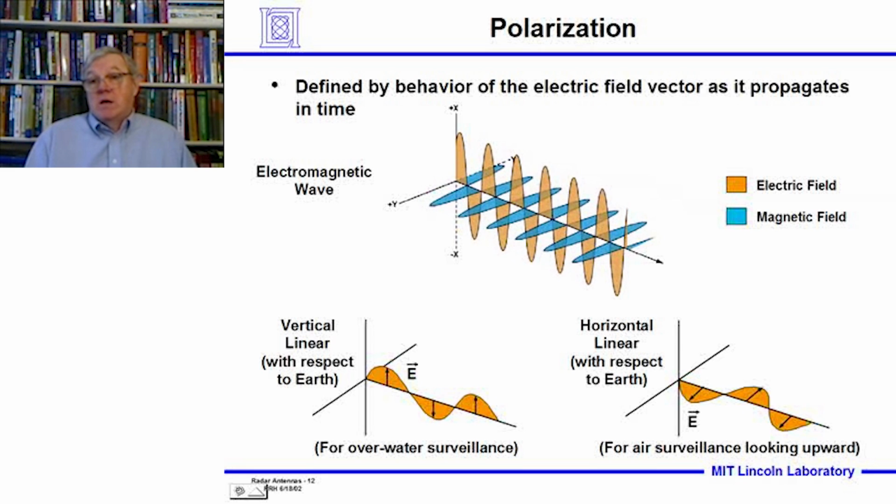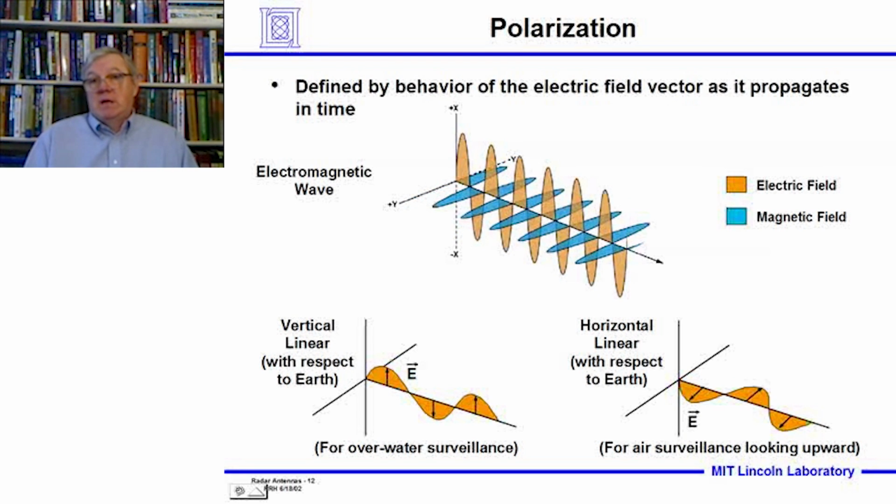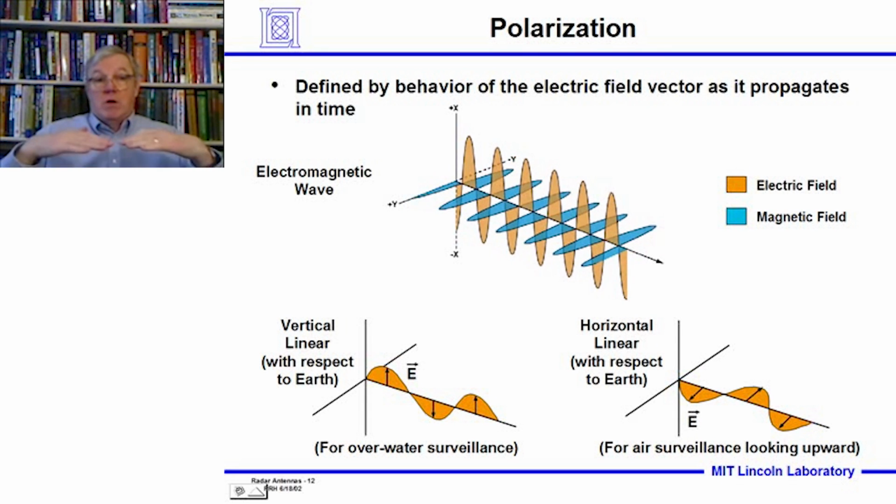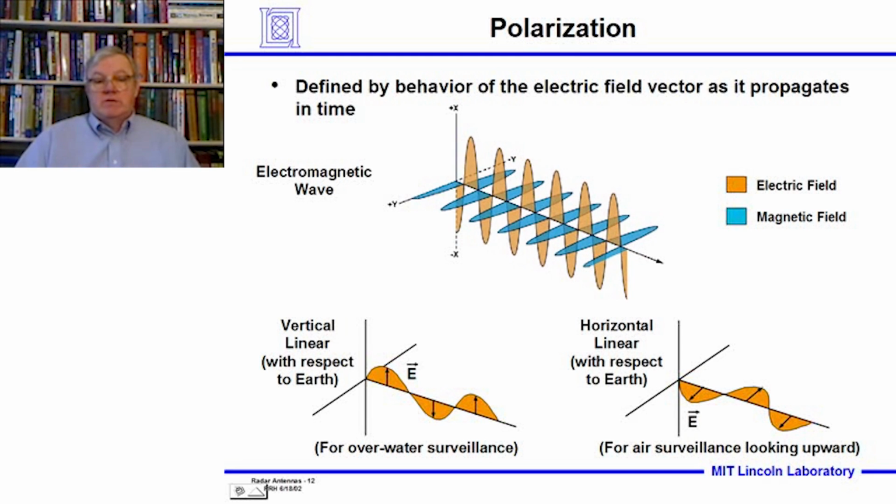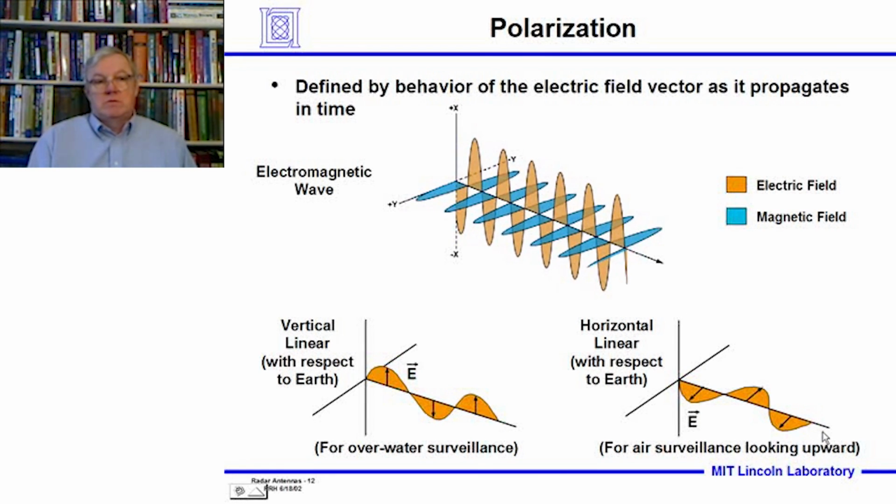But if you're, say, a radar that's looking upwards at aircraft, and a big part of the scattering of aircraft are the wings, and most of the time they're horizontal, you'd like the electric field to be horizontal. You'd like linear horizontal polarization.